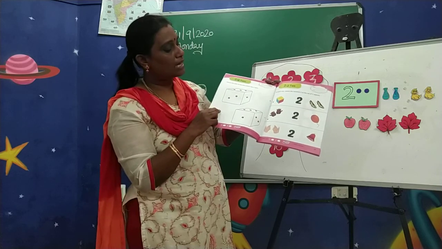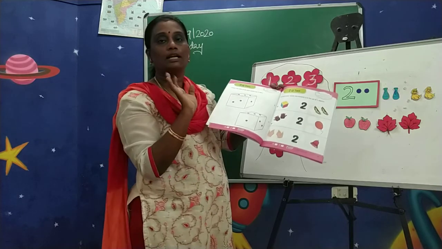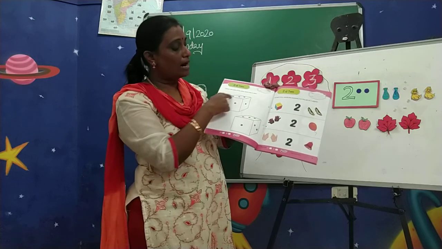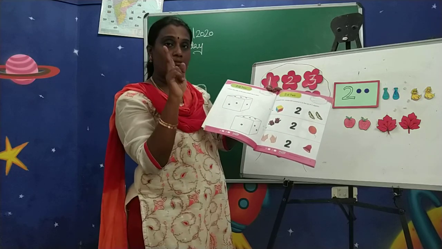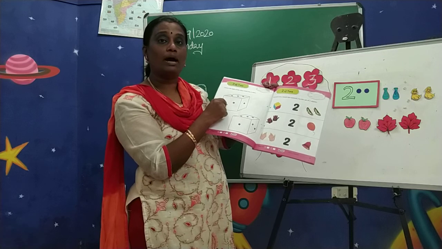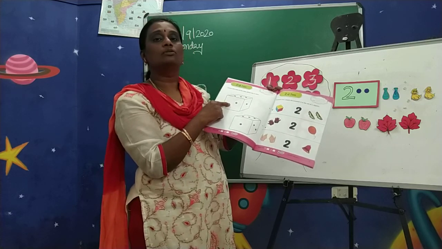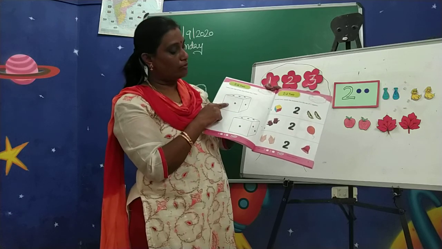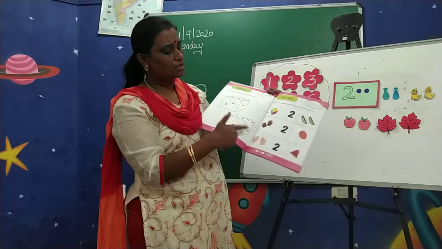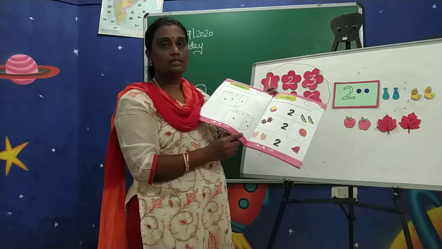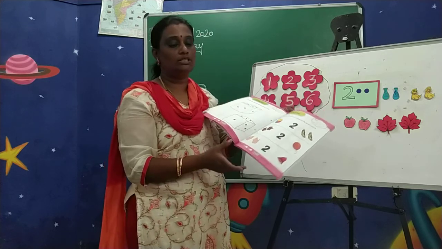So take your mama's help. Don't scribble all the color like this, children. Only the part which has the 2 dots you have to color. Only the 2 dots. Can you understand this one? Yes, take mama's help and do it, children.